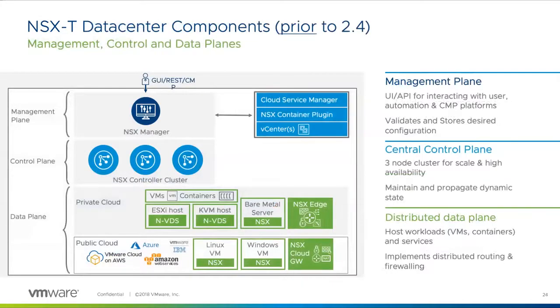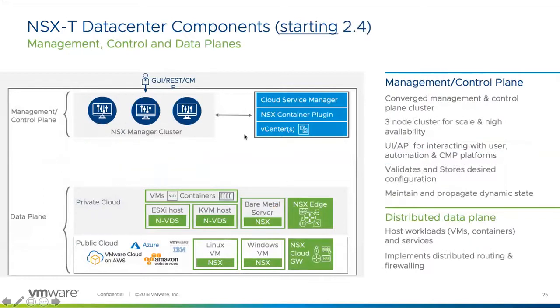So this is, again, that data slide that shows the various components before 2.4, and this is what it is now and going forward, where the management and control plane have been converged into a single cluster. And it is still just a 3-node cluster. No more. You really don't need any more than 3. Once we have that, that's all we need. They do need to sit within the same IP subnet.